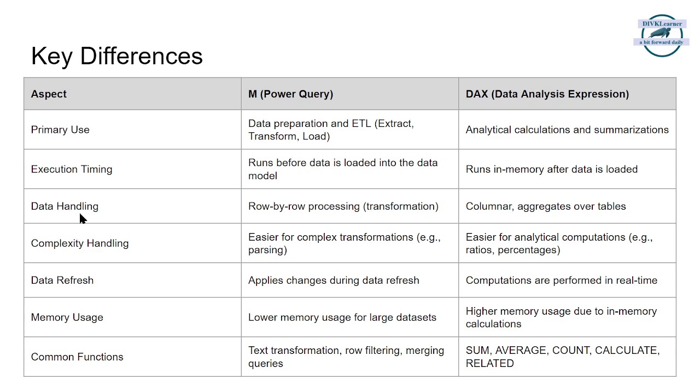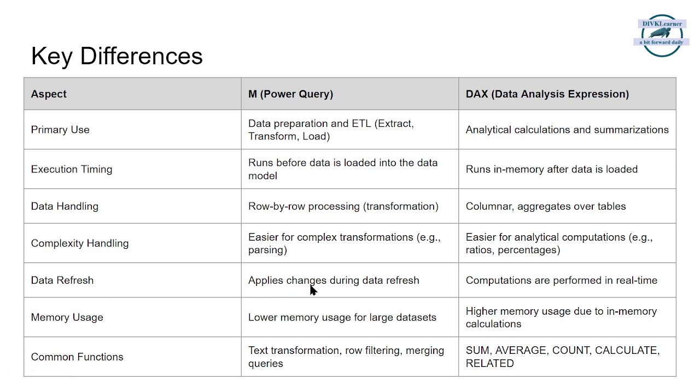Data handling: row by row processing and transformation, so this is more based on the rows. This is more based on the columns. Complexity handling: DAX is easier for aggregate tables and analytical calculation, for example parsing. MQuery is easier for complex transformation.